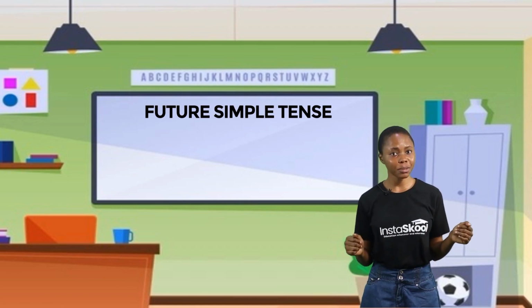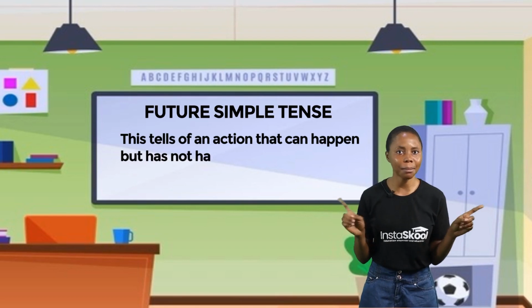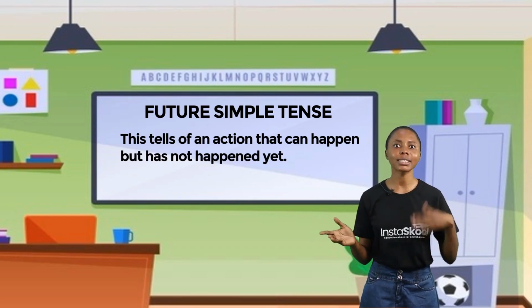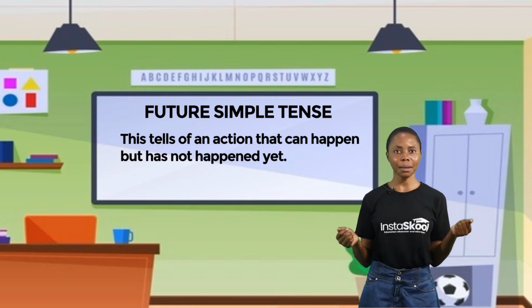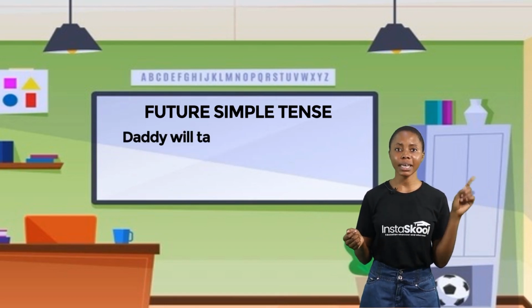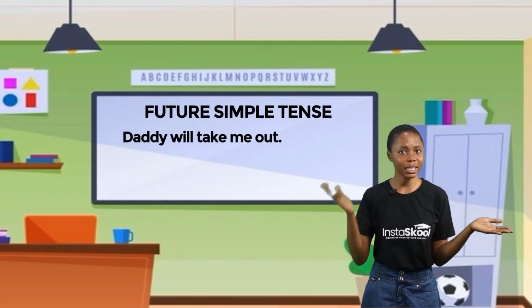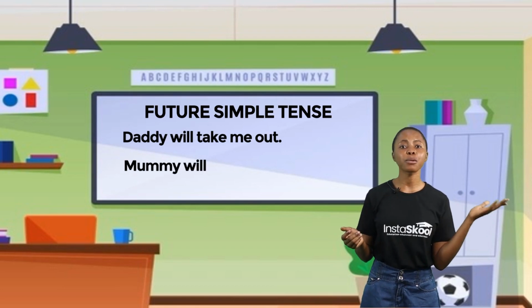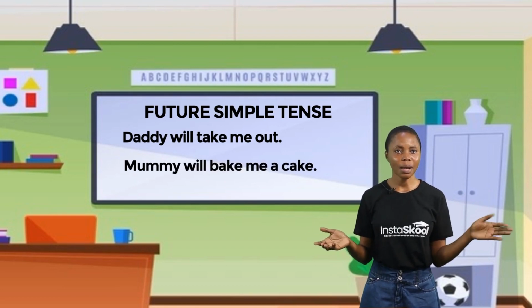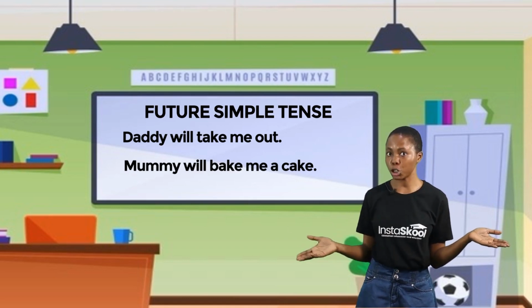Now, the future simple tense tells of an action that can happen but hasn't happened yet. An example will be, Daddy will take me out. Your daddy can take you out, but he hasn't taken you out. The second example will be, Mommy will bake me a cake. Mommy can bake you a cake, but she hasn't done it. But you know she will bake you a cake.